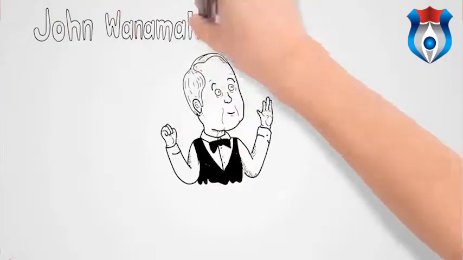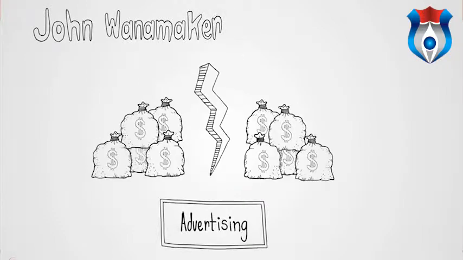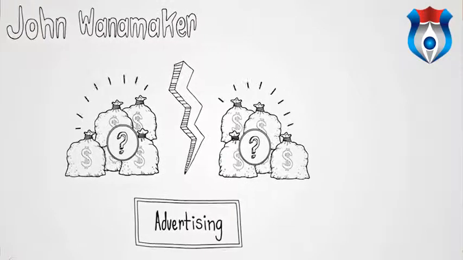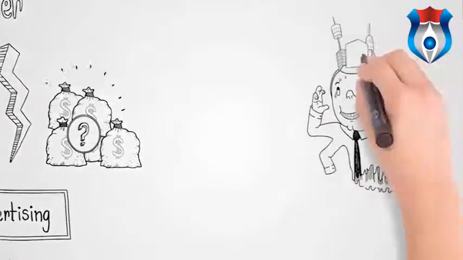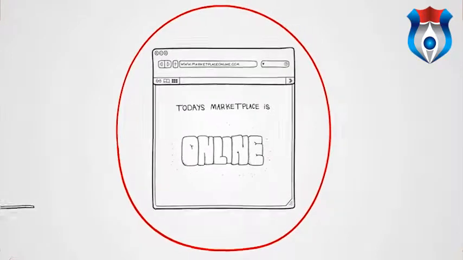John Wanamaker, the father of advertising, famously complained, "Half the money I spend on advertising is wasted. Trouble is, I don't know which half." Over 100 years later, and most of the industry he founded would probably say the same thing. To compound the problem, there has been a tectonic shift in the way we purchase goods.